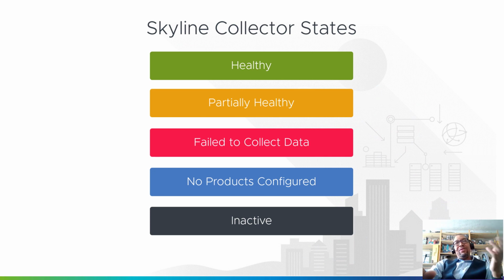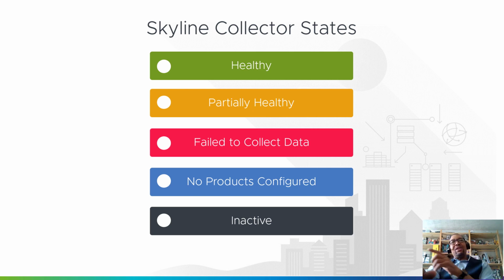And so here are the 5 states of the collector that you can have, ranging from healthy to partially healthy to failing to collect data to having no products configured or even inactive. And at the end of this segment here, I'm going to provide a link to a troubleshooting guide that goes into detail on the key characteristics as well as recommendations on how to restore those collectors to a healthy state if it ever comes to one of these statuses highlighted here.